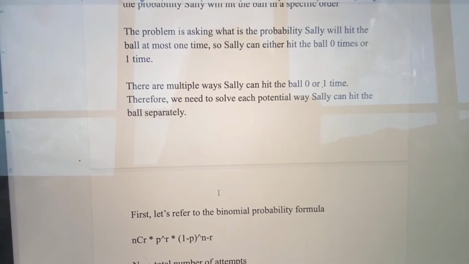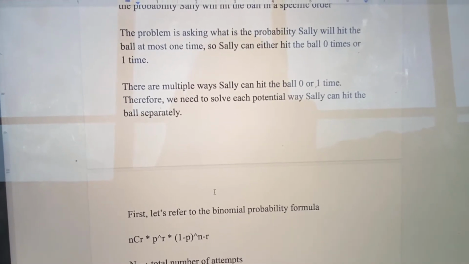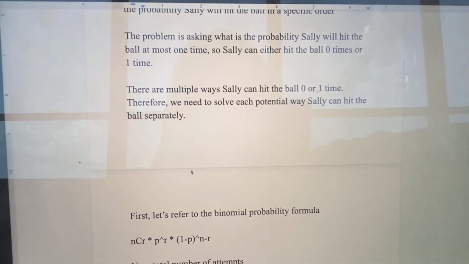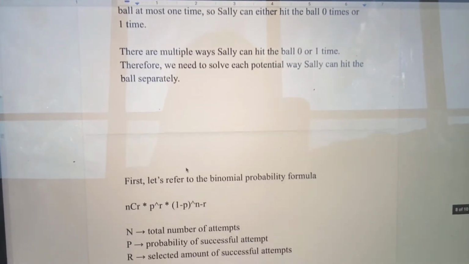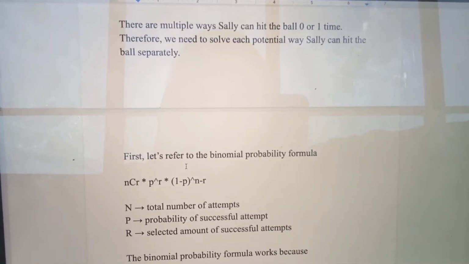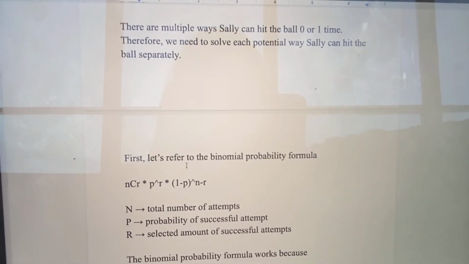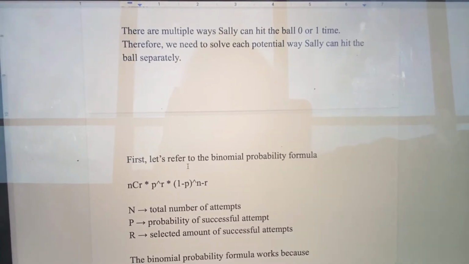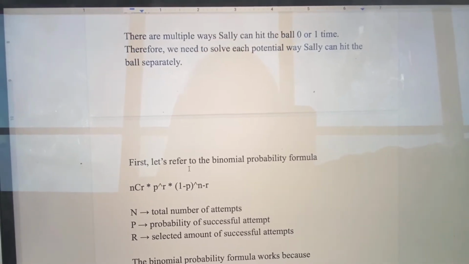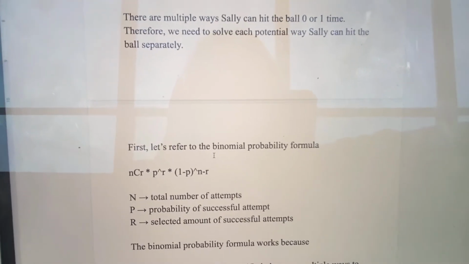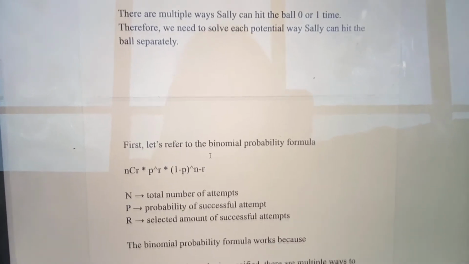So the problem is asking what is the probability Sally will hit the ball at most one time. So Sally can either hit the ball 0 or 1 time. And there are multiple ways Sally can hit the ball 0 or 1 time because, again, the problem doesn't specify a specific order. So therefore, we need to solve each potential way Sally can hit the ball separately.